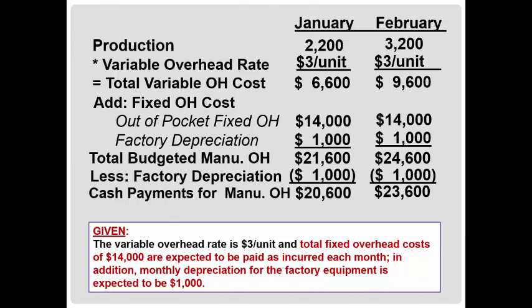Now, for a company, they'll prepare both of these. If you're wondering what will be on the exam, I will ask for one or the other. What is the overhead expected to be incurred? January, $21,600. What are the cash payments for overhead in January? $20,600. So I'll be very specific.